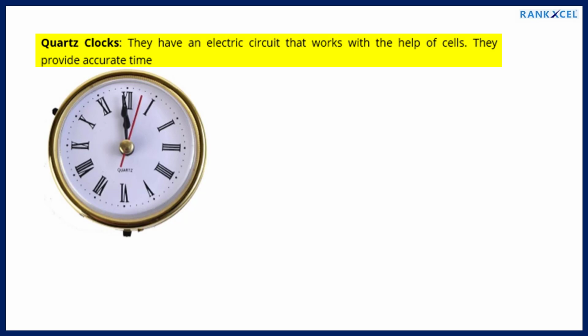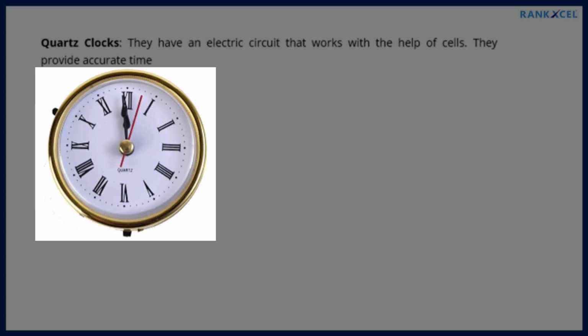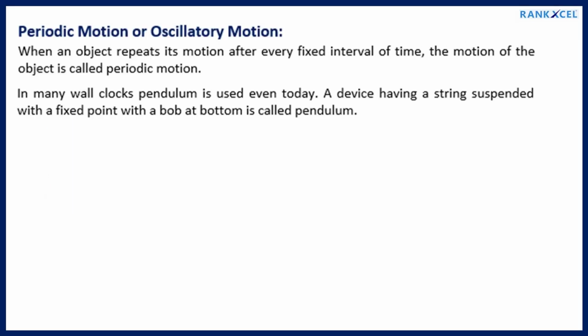Quartz clocks. They have an electric circuit that works with the help of cells. They provide accurate time. Periodic motion or oscillatory motion. When an object repeats its motion after every fixed interval of time, the motion of the object is called periodic motion. In many wall clocks, a pendulum is used even today.